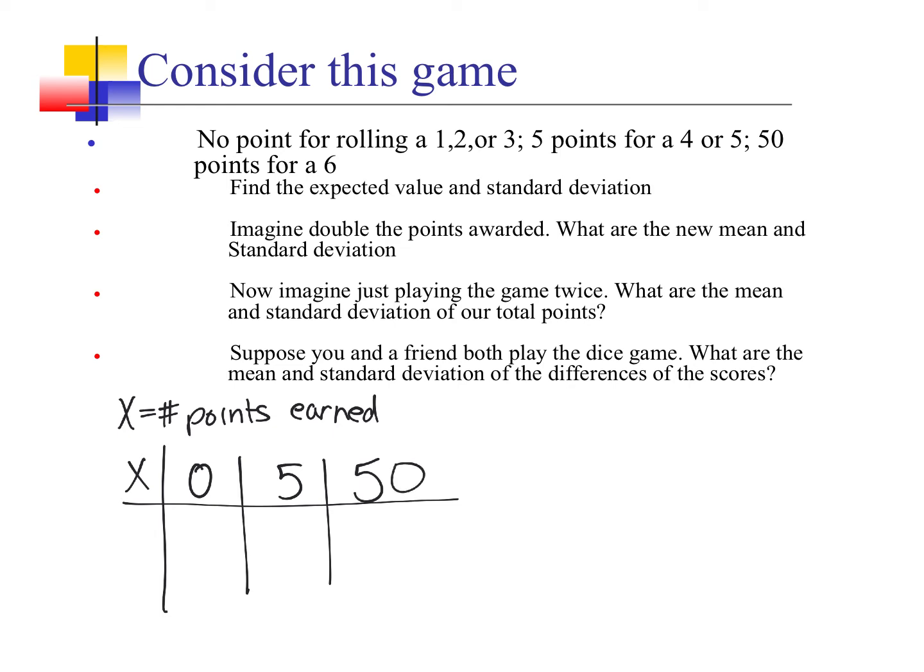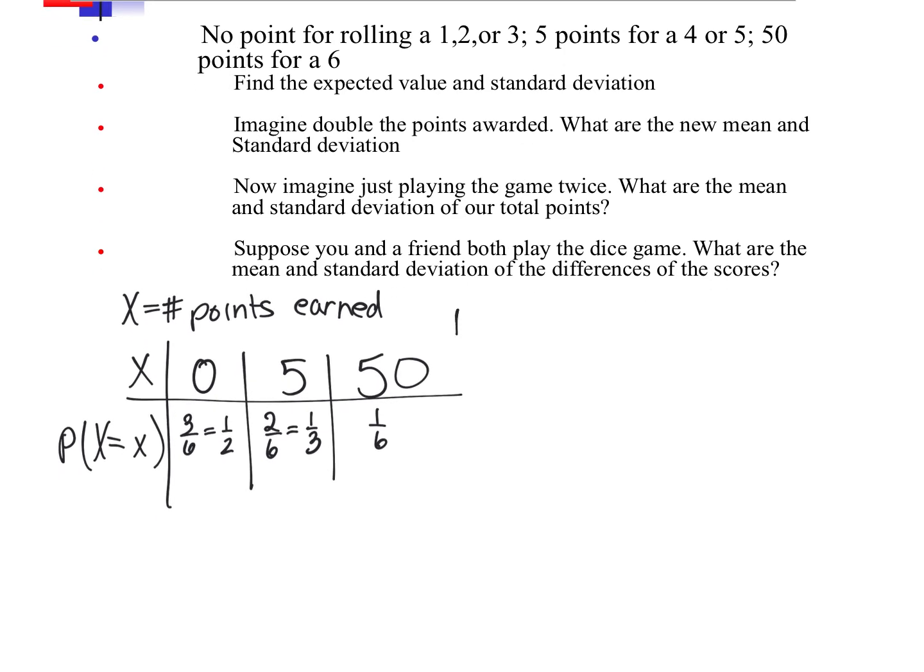And then the second row is the probability that your random variable, the points, is equal to the number above. So this first box is the probability that your points are 0. And since it's rolling a 1, a 2, or a 3, that's 3/6 or 1/2, because the probability of getting no points is 3 out of the 6 faces of the die. Then for rolling a 5, the probability is 2 out of 6, because 4 and 5 are 2 of the 6 faces of the die, and that reduces to 1/3. And then there's a 1/6 chance, rolling a 6, of getting 50 points. So this is our probability model.